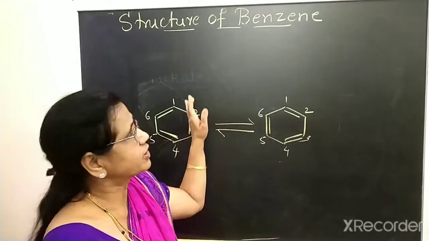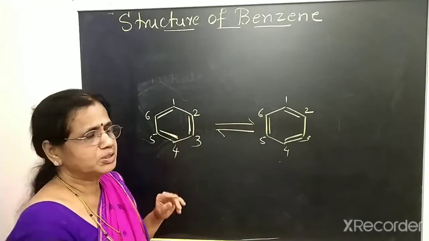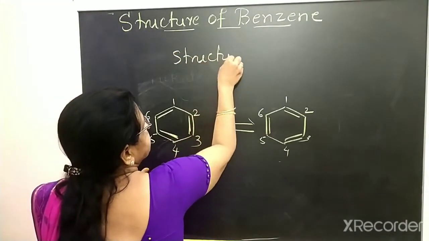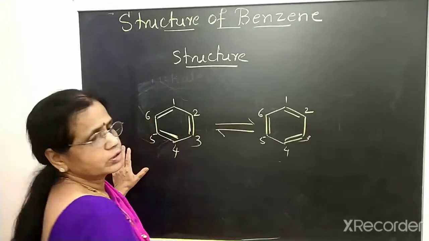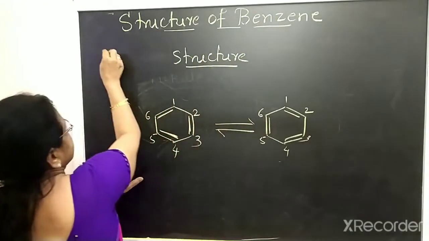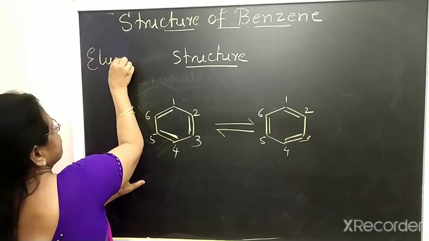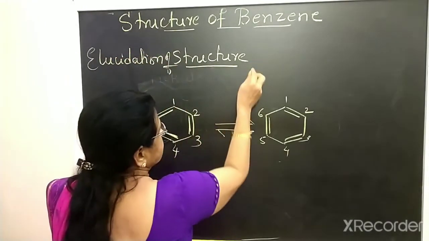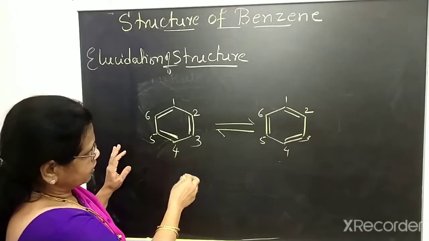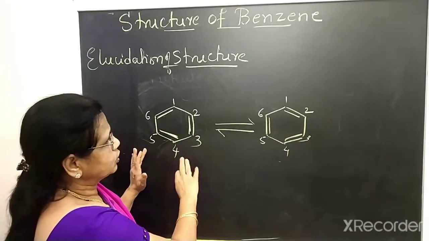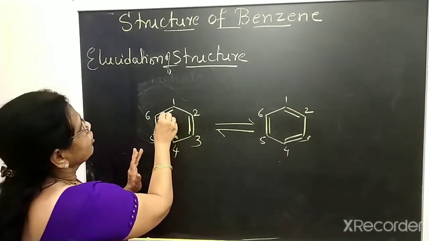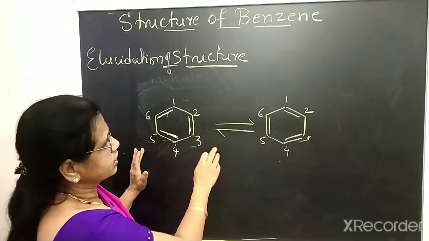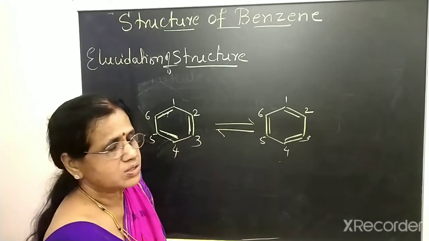So we studied about the structure of the benzene, or structure elucidation. Elucidation means proof: how the structure of the benzene was proved. Elucidation of the structure of the benzene. In the last point I told you, Kekule gave two structures because of the oscillating nature of the pi electrons. He gave two structures for the benzene.